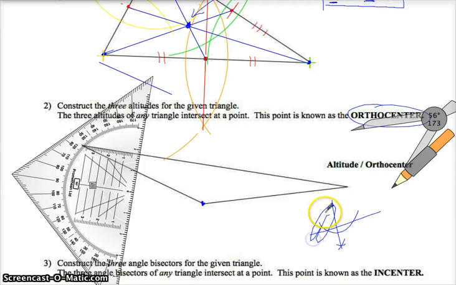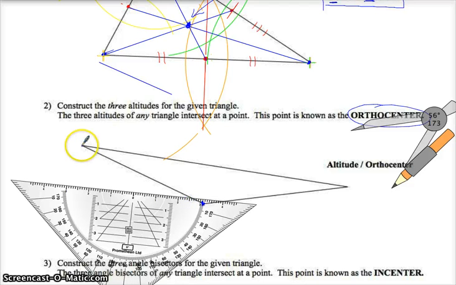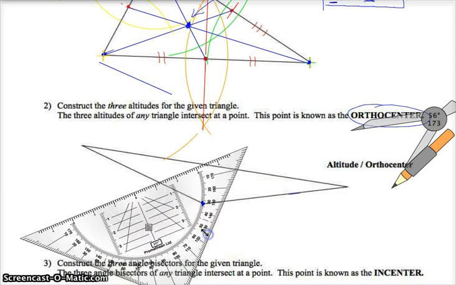So we've done that a few times now. So let's construct an altitude for every single side here. Except in an obtuse triangle, it's kind of hard to see. We're going to have to extend our sides. So if we are going from this vertex here, we would have to extend this side over here in order to get our altitude. Right?